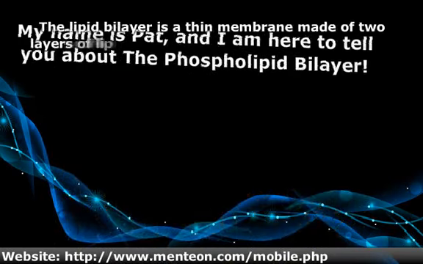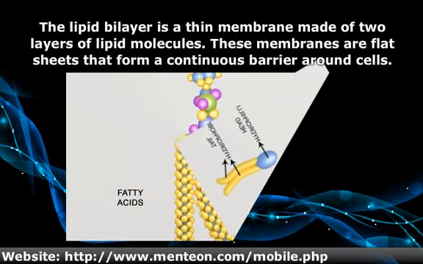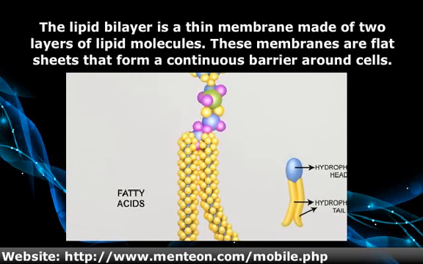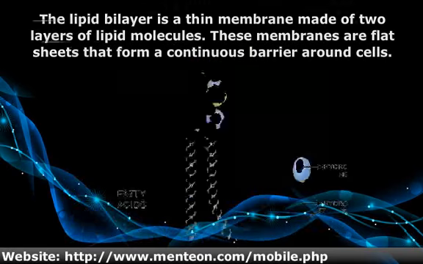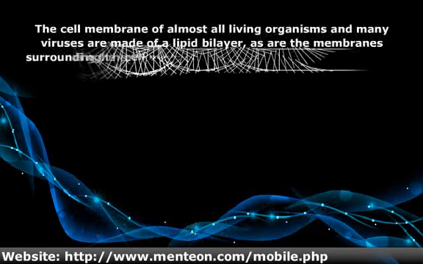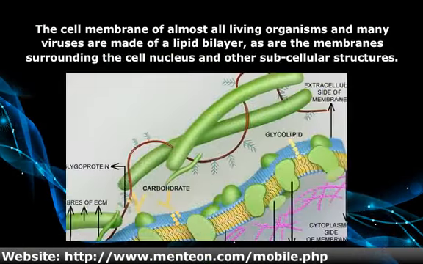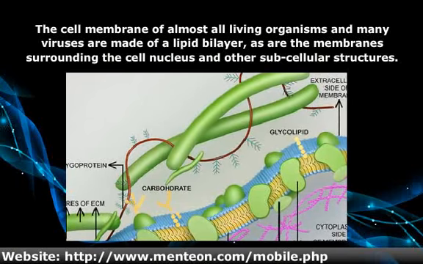The lipid bilayer is a thin membrane made of two layers of lipid molecules. These membranes are flat sheets that form a continuous barrier around cells. The cell membrane of almost all living organisms and many viruses are made of a lipid bilayer, as are the membranes surrounding the cell nucleus and other subcellular structures.